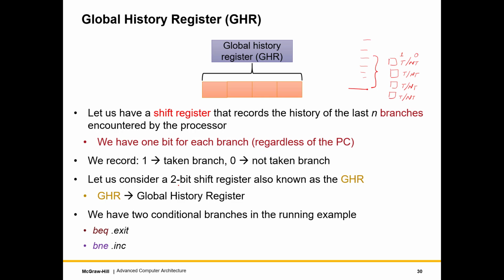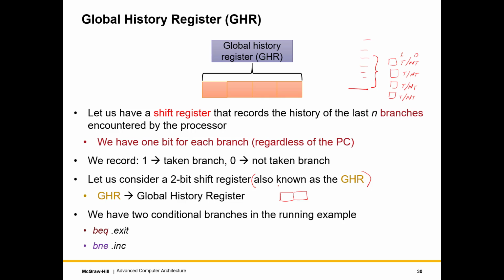So if I consider a 2-bit shift register and call it the global history register, the shift register is also known as the GHR. The GHR in this case contains 2 bits in our example, which means it records the history of the last 2 branches. Recall that we have 2 conditional branches in the running example. Of course, we can modify the GHR logic to only record the behavior of conditional branches. That will give us more accuracy, as we shall see. So let us assume we do that.